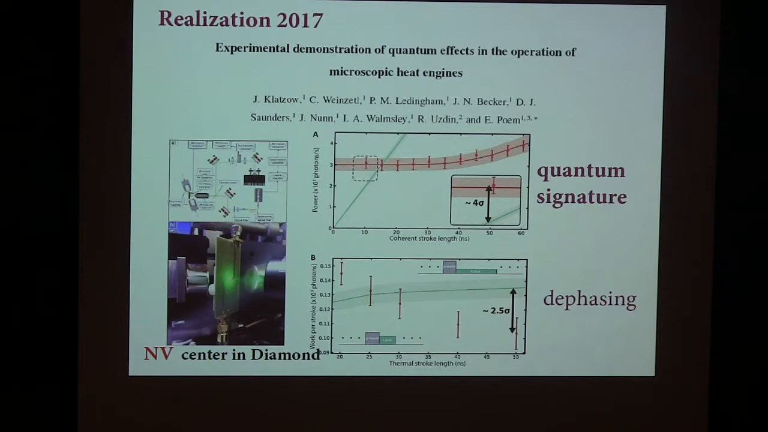First of all, the engine works. Here you can see the quantum signature is at least four sigma, so it's really deep in the quantum regime. And then when dephasing is added, the engine stops running.